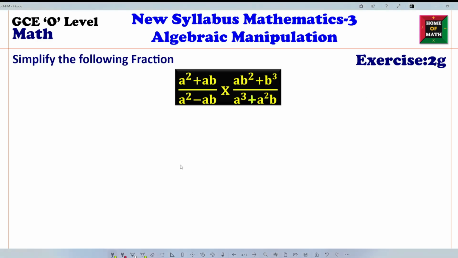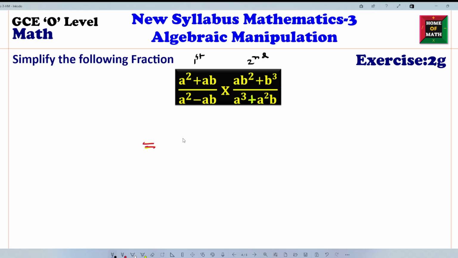Simplify the following fraction. Here are two terms: a square plus ab divided by a square minus ab, times ab square plus b cube divided by a cube plus a square b. So first we can take common factors from the first term. Here this one is the first term and this one is the second term.